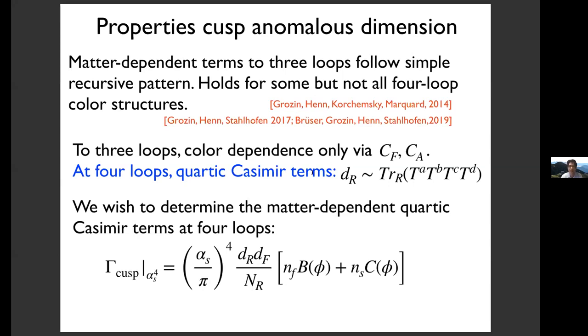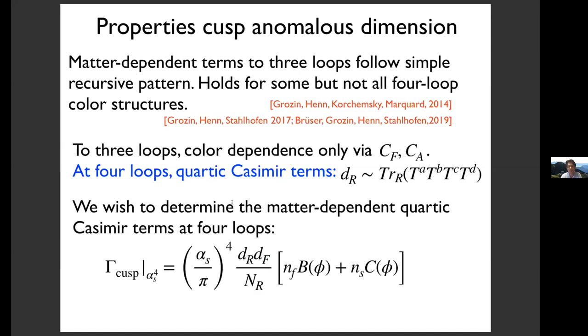Now let me talk a bit more about those color structures. So up to 3 loops, the only color dependence you can get is through these quadratic Casimirs of SU(N). And then starting from 4 loops, there's also quartic Casimir terms, where basically you take the trace of 4 of the generators in some representation. And these, as you can see here, they appear like so. Where, for instance, here we have the fundamental representation for the matter dependence in the loop, and some representation for your Wilson lines, if you wish.